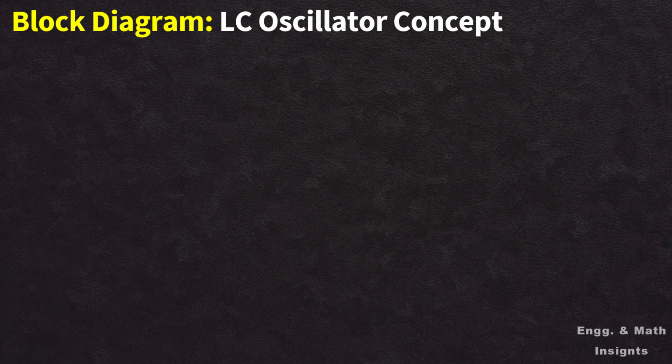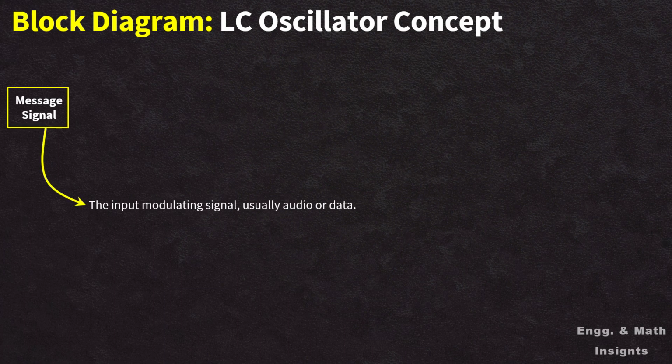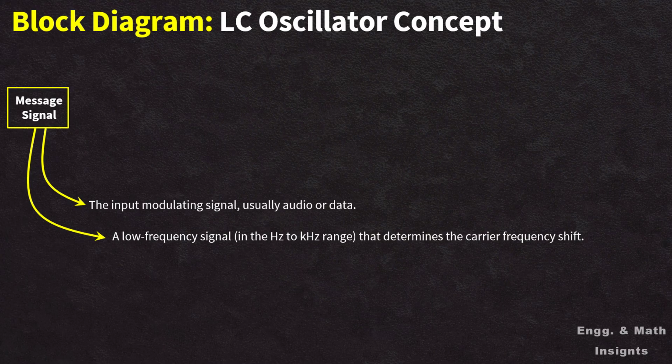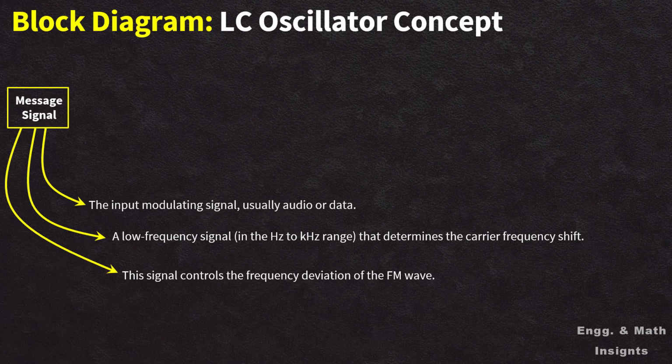At first, we have the message signal. The process begins with the message signal, which serves as the input modulating waveform. This is typically an audio or data signal within the low frequency range from a few hertz to several kilohertz. The amplitude of this signal determines how much the carrier signal will shift from its center value. Especially, it controls the frequency deviation of the final FM output.